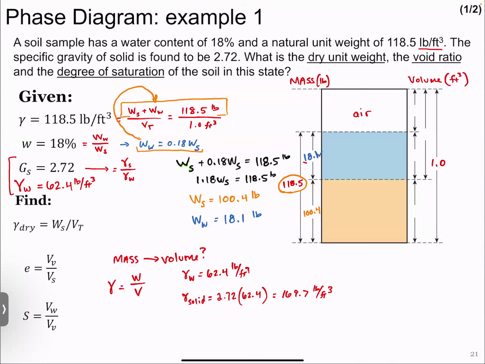So remember, we have the weights of both of these, and we know the density already of water. So I'll just put this here. And now we know the density of our solid portion. Yes, mass is the same as weight here. Sorry, that's what I'd said earlier when I wrote this. This should technically be weight.